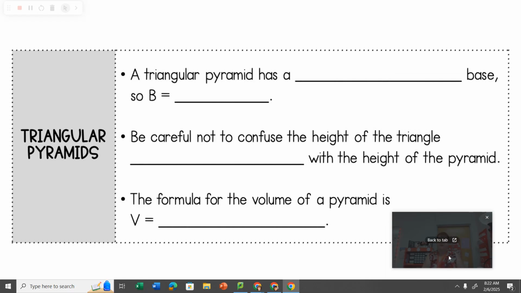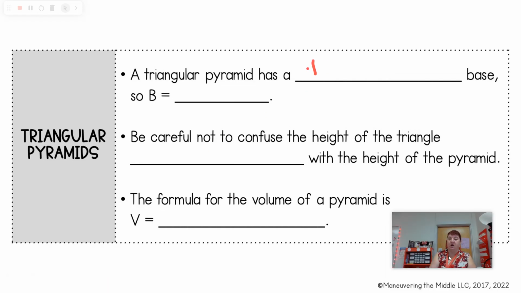A triangular pyramid has a triangular base. So B is 1/2 of base times height. How many bases does it have? I hope you said that there's only one base. Be careful not to confuse the height of the triangle base with the height of the pyramid. And I'll show you how to see that difference.